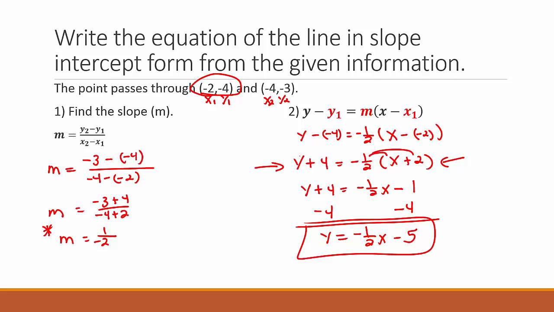And when you're plugging in for the x sub 1 and the y sub 1, we could have used either one of the points. So I could have used the coordinates negative 4 and negative 3 to plug in for my x and my y. But I chose just to stick with what I already had labeled as x sub 1 and y sub 1 to keep everything in order.